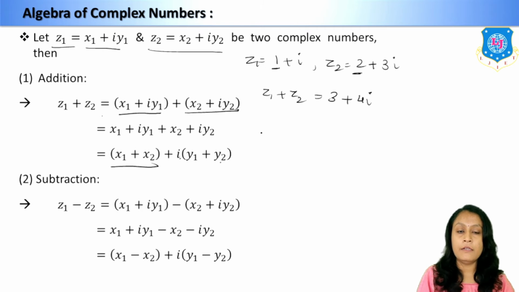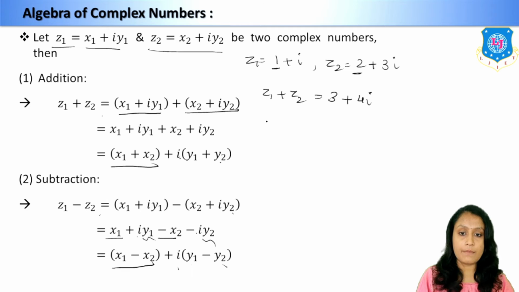So in this way we can add two complex numbers. Now the next is subtraction. So z1 minus z2, where z1 is x1 plus i y1 minus z2, which is x2 plus i y2. Open the bracket. Here we have a negative sign. Again we'll do the same thing: bring together the real parts, so this is x1 minus x2. Take out i common, so from this we have y1 minus y2. So we have to subtract the real parts and subtract the imaginary parts.